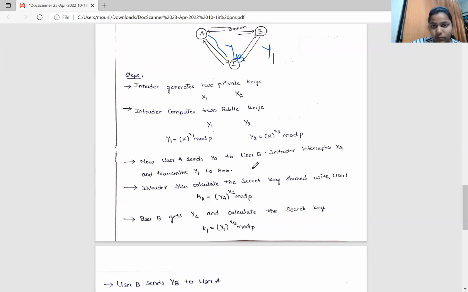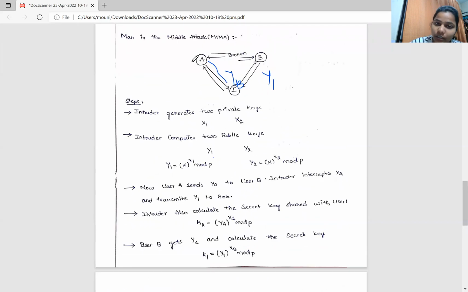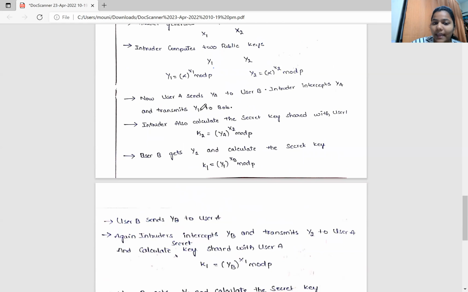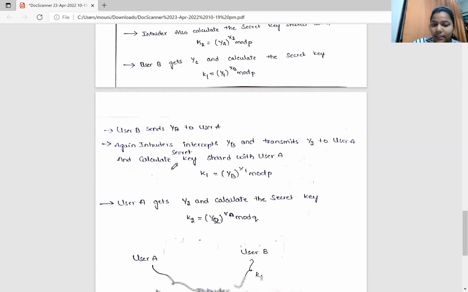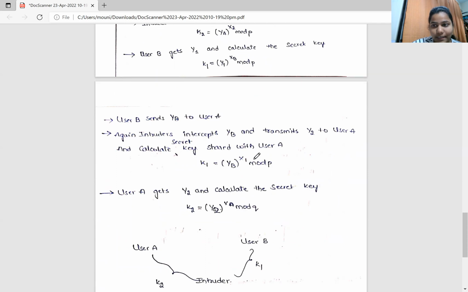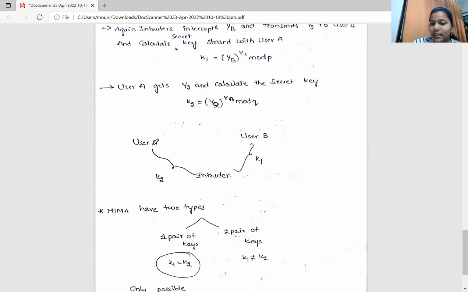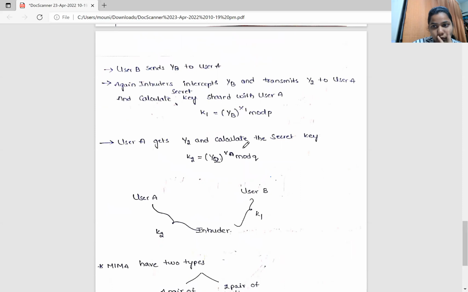Again, the same thing happens to user B. When user B sends his public key to user A, the intruder again interrupts and takes that YB, and passes Y2 to user A. Again, the intruder also calculates using X1 and X2, giving K1 and K2. As I told, there will be two different secret keys, one between user A and the intruder, and another between user B and the intruder. Now, user A is going to have the secret key K2 shared with the intruder, and the intruder is going to have the K1 secret key shared with user B. Now we have two sets of keys, K1 and K2, which are shared between user A, user B and the intruder.